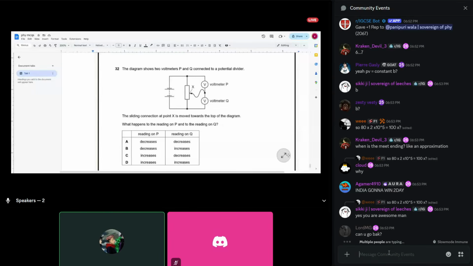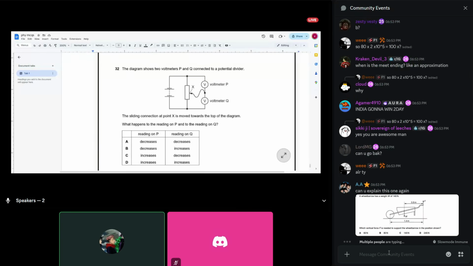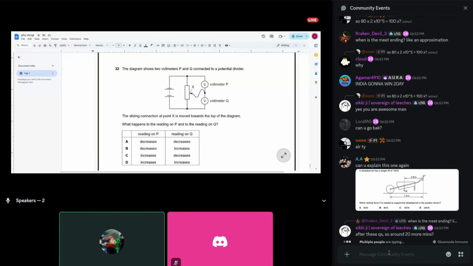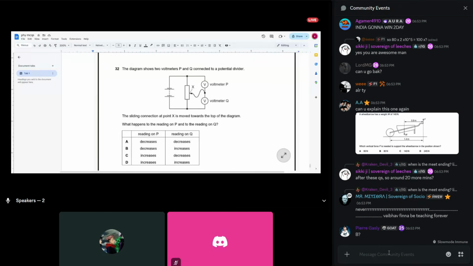So when I move it upward, Q will have greater resistance, right? Voltmeter Q will have greater resistance in that combination, and voltmeter P will have lower resistance. So the reading on P falls and the reading on Q increases. So that's B. The reason it won't decrease in both, how did you get it in both?